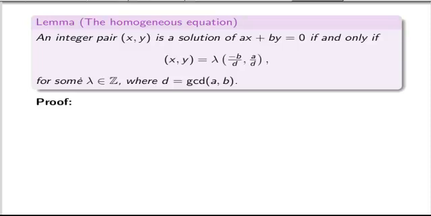Okay, proof. So we have ax plus by equals 0. So suppose x and y is an integer satisfying this equation. So that would say that ax equals minus by. Okay, now d is the greatest common factor of a and b. So let's divide both sides by d.